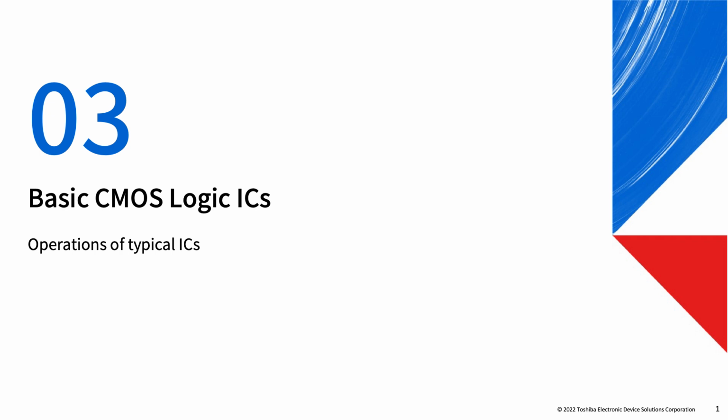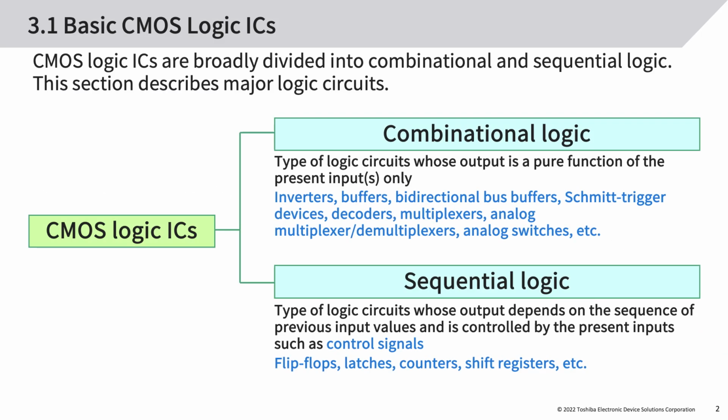3. Basic CMOS logic ICs. Operations of typical ICs. Basic CMOS logic ICs. CMOS logic ICs are broadly divided into combinational and sequential logic. This section describes major logic circuits.